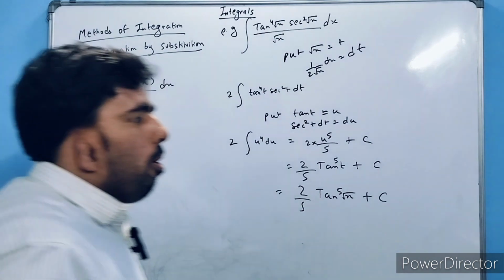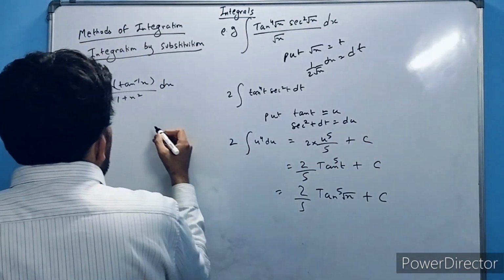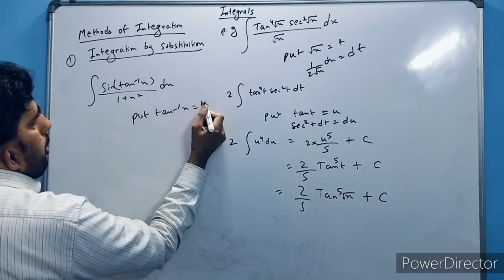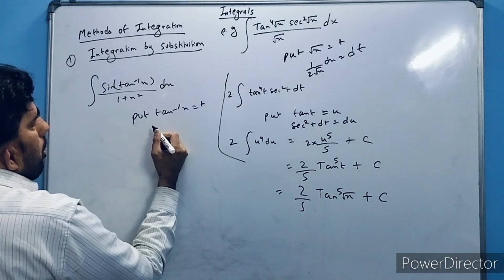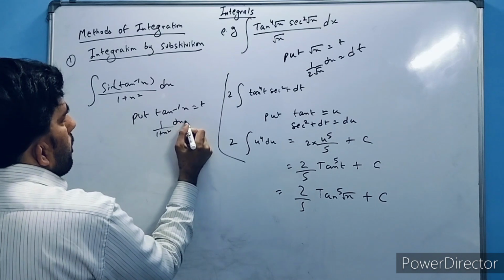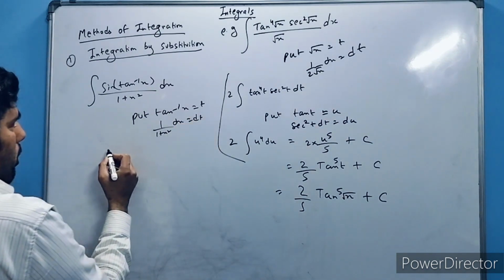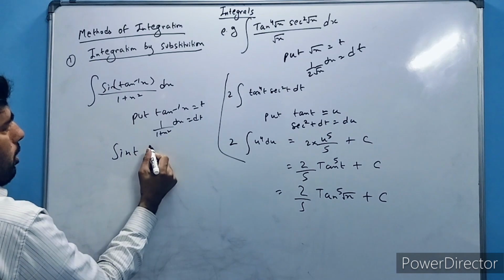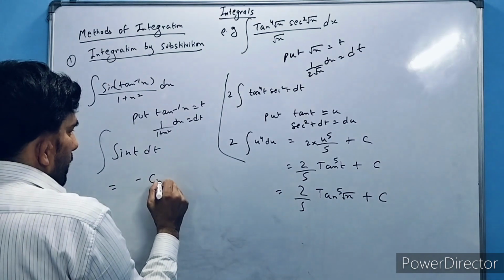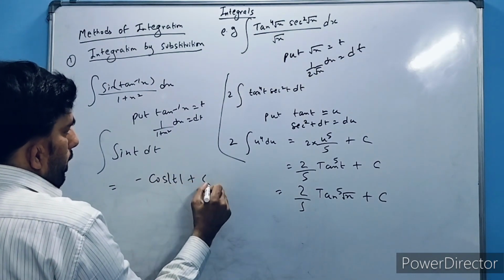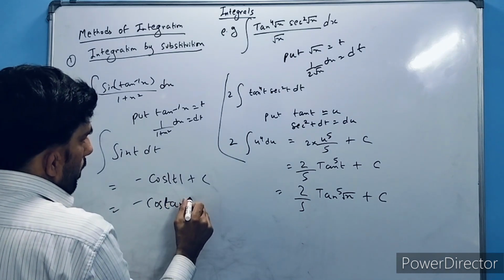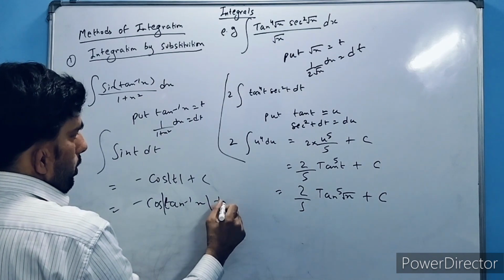Now how to do? Let us try to put tan inverse x is equal to t. Now tan inverse x is equal to t, we will differentiate it, so I will get dx upon 1 plus x square is equal to dt. So now what will happen? Sin t dt. Now we all know the integration of sin t is minus cos t plus c, and what is t I have put? Tan inverse x plus c.